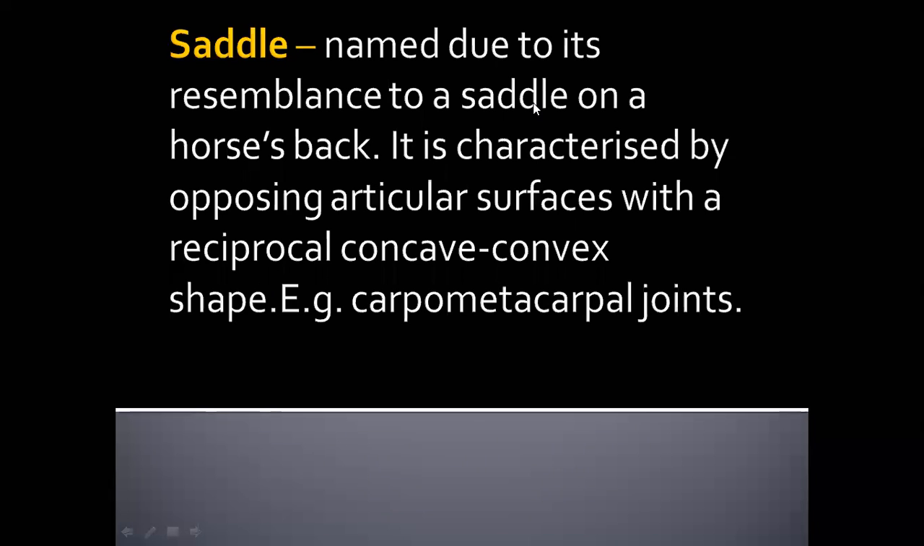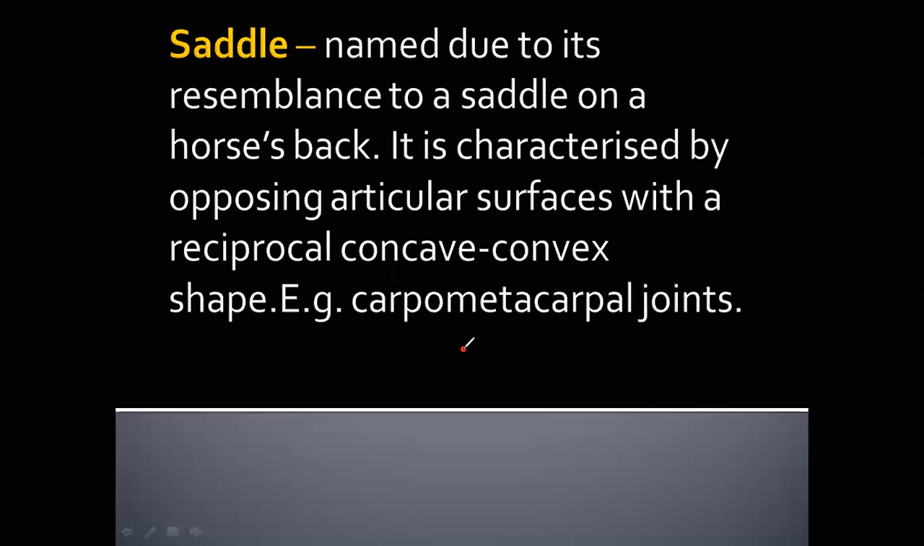Let me annotate it. Concave. Okay, this is the shape of a concave. And over here, you can say this is the convex shape, and this is the concave shape. So one bone has concave structure, concave face, and another bone has convex structure.